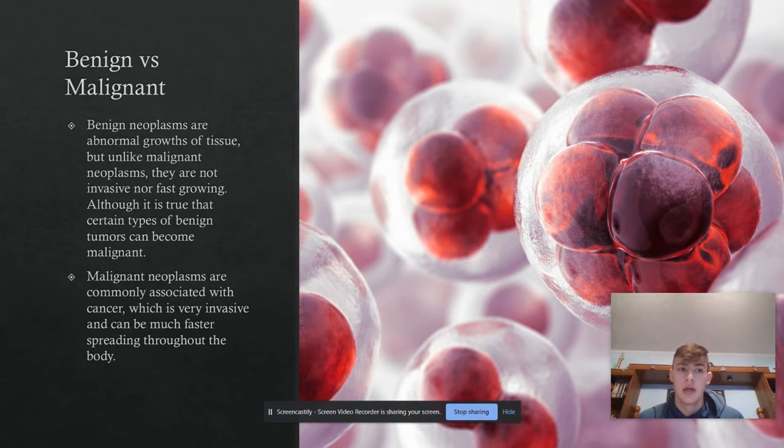Benign versus malignant. The word benign medically refers to a more gentle kind of infection, while malignant refers to a very severe and infectious case. Benign neoplasms are abnormal growths of tissue, as are malignant neoplasms, but unlike malignant neoplasms, they are not invasive, nor are they fast-growing. Although it is true that there are certain types of benign tumors that can become malignant. Malignant neoplasms are more commonly associated with cancer, which is very invasive and can be much faster in spreading throughout the body.